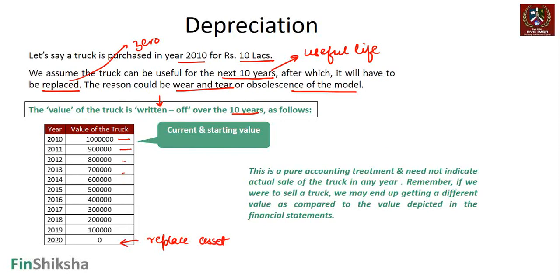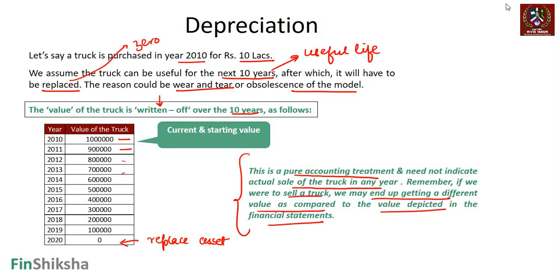You will not be able to generate revenues out of it. So in a way, the depreciation also tells you that the useful life of the asset is over. You're supposed to now go ahead and replace this asset. If you can replace this asset, essentially, you can then go ahead and buy a newer one. The key is what is written here. This, remember, is a pure accounting treatment, and this need not indicate the actual sale of the truck in any year. Remember, if we were to sell a truck, we may end up getting a different value as compared to the value depicted in the financial statements.